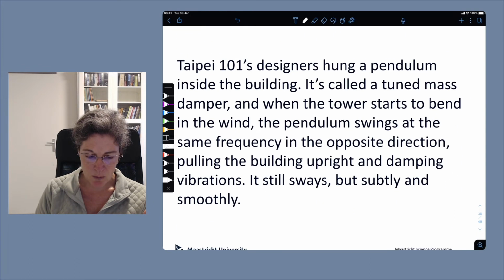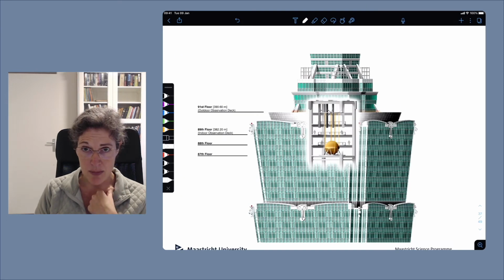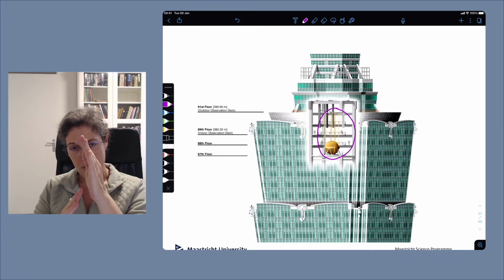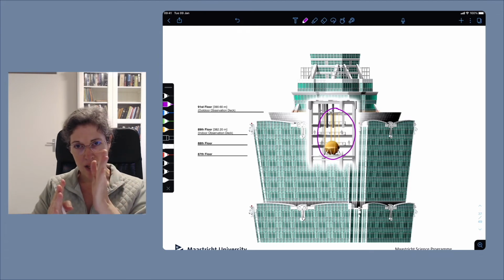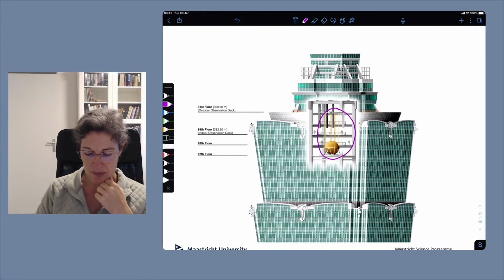So what did they do? Well, essentially they hung a pendulum at the very top of Taipei 101. The idea is that when the building sways, the pendulum sways in the opposite direction and kind of pulls the building back, so that eventually you get a damping motion happening. The building does sway a little bit, but it is much slower and much more controlled, and it doesn't get out of control.